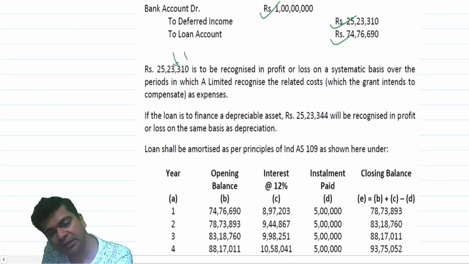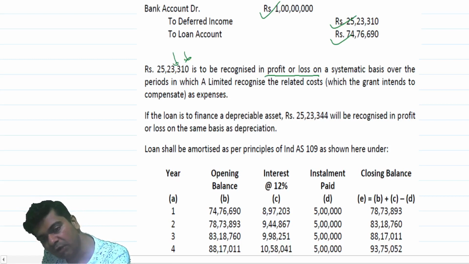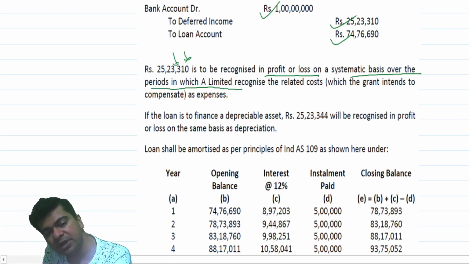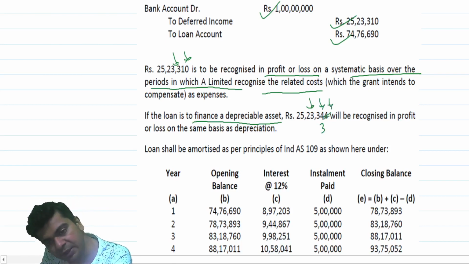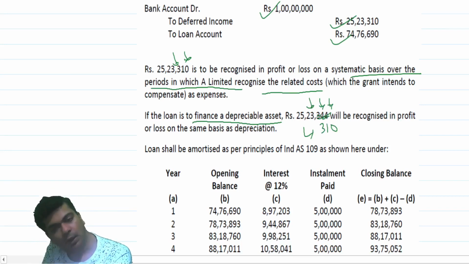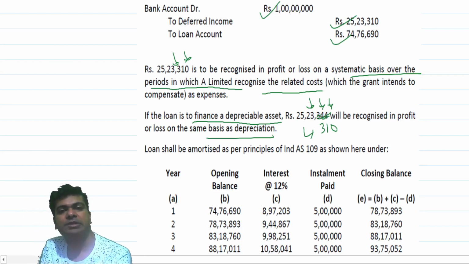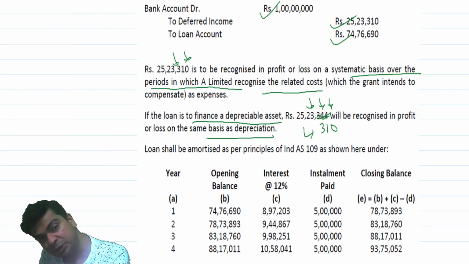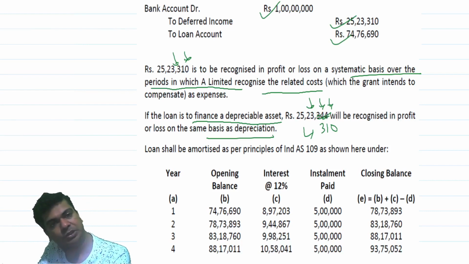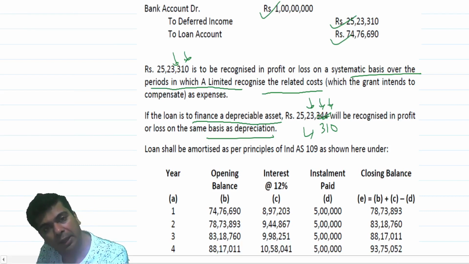This 25,23,310, which is your government grant, will be recognized in profit or loss on a systematic basis over the periods in which A Limited recognizes the related cost which the grant intends to compensate. If the loan is to finance a depreciable asset, then this 25,23,310 will be recognized in profit or loss on the same basis as depreciation. They have expressly given in the question that this loan is for acquisition of a depreciable asset. What is the useful life of the asset and what will be the depreciation? Over the useful life of the asset, in the ratio of depreciation, we will recognize the government grant in the P&L.